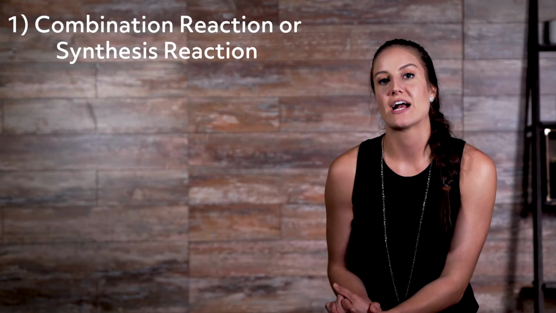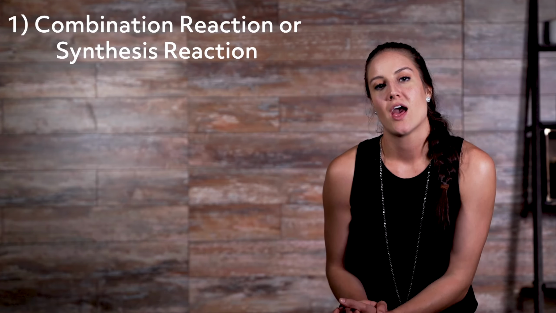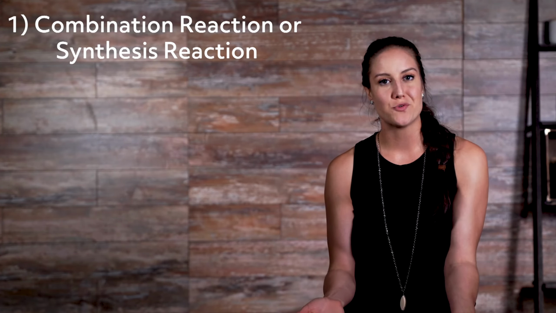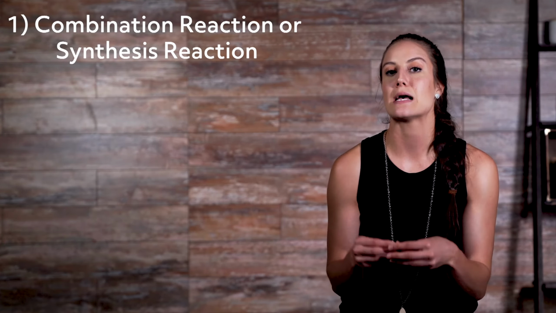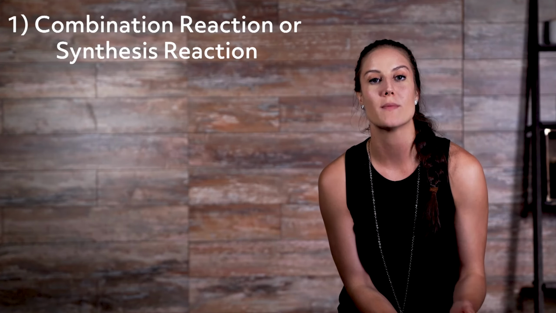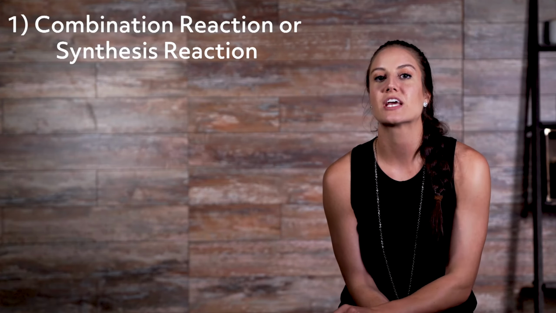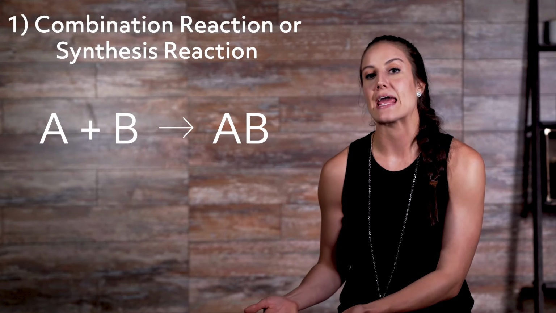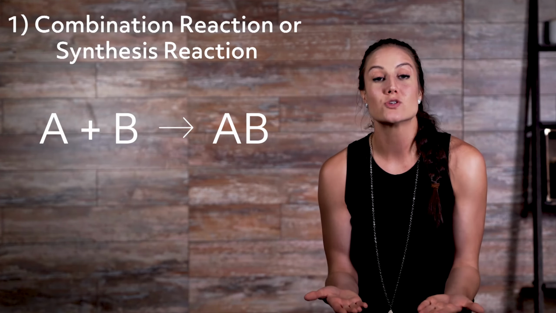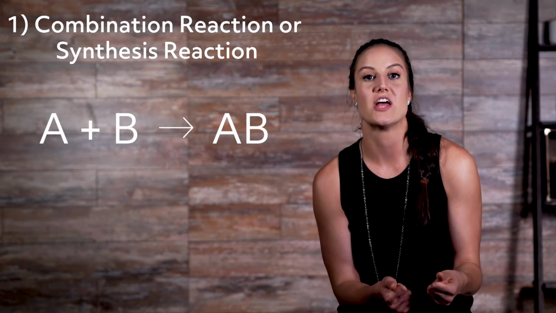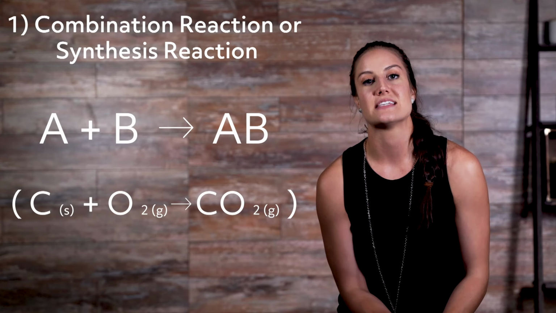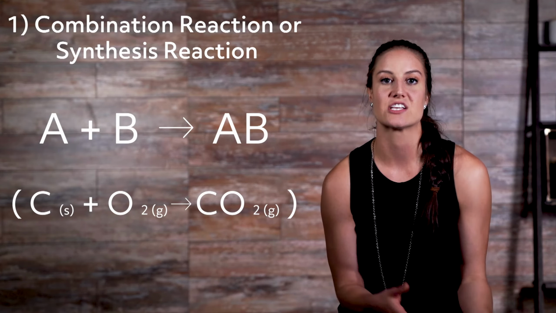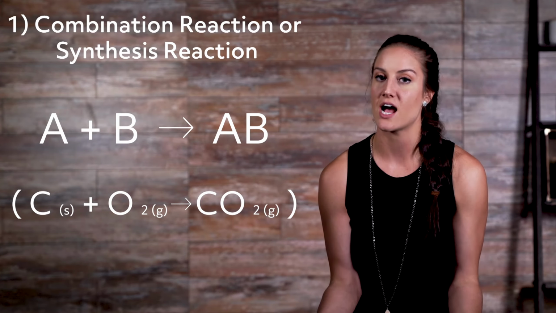Now let's take a look at 5 different types of chemical reactions. Number 1, combination reaction or synthesis reaction. A combination reaction is pretty straightforward. It can be defined as when substances are mixed together and they form a new compound. Here's what the combination reaction equation looks like. A plus B yields AB. As you can see, these two substances literally combine to form a new substance. An example of this is carbon solid and oxygen gas reacting together to form carbon dioxide gas.